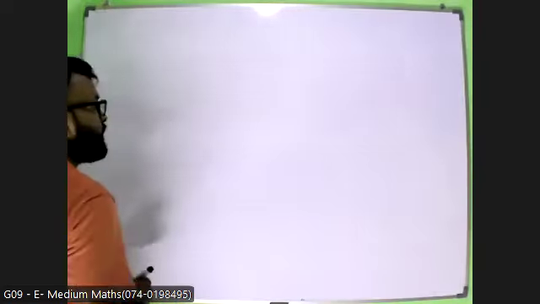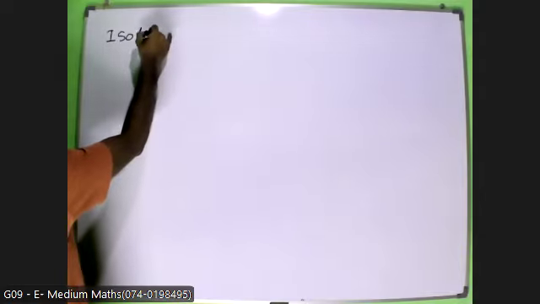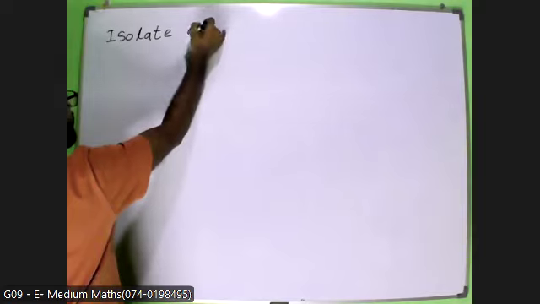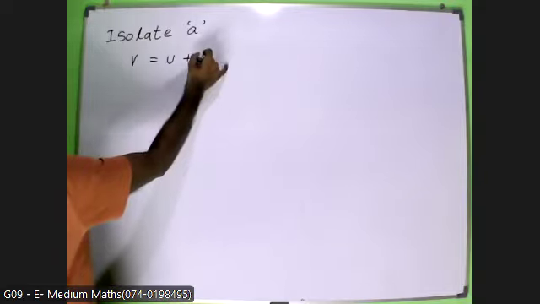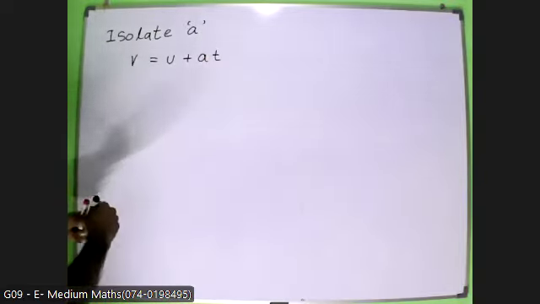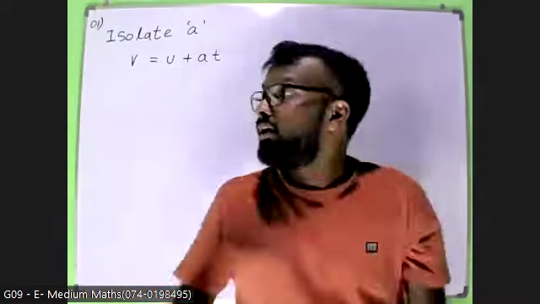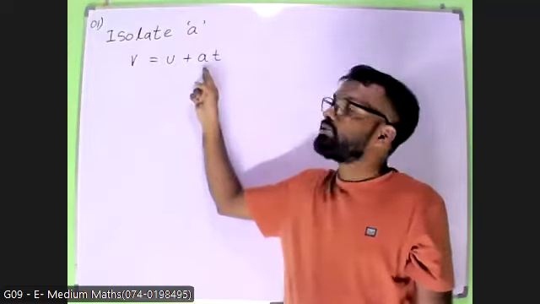So please write: isolate A. So V equals U plus AT. Please make it clear. Please write this. Isolate A. The equation is V equals U plus AT. So you have to make A the subject, right?